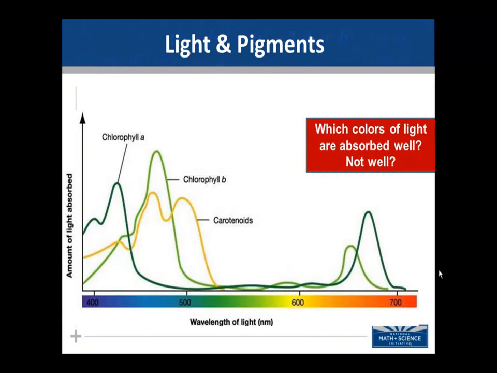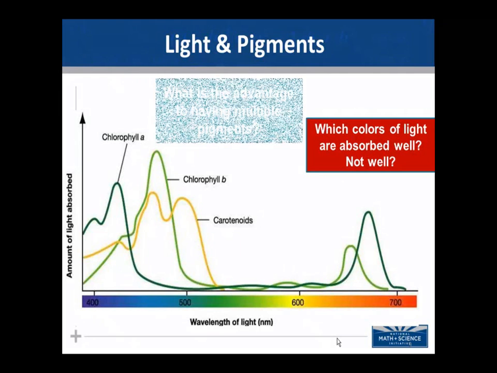This is something that you should be able to take a look at and see that red, blue, and violet light are absorbed really quite well by these pigments. But that yellow and green light, if you take a look down here, between maybe about 525 and 640 or so, there's not much light being absorbed at all. Okay, those lines are nearly flat.